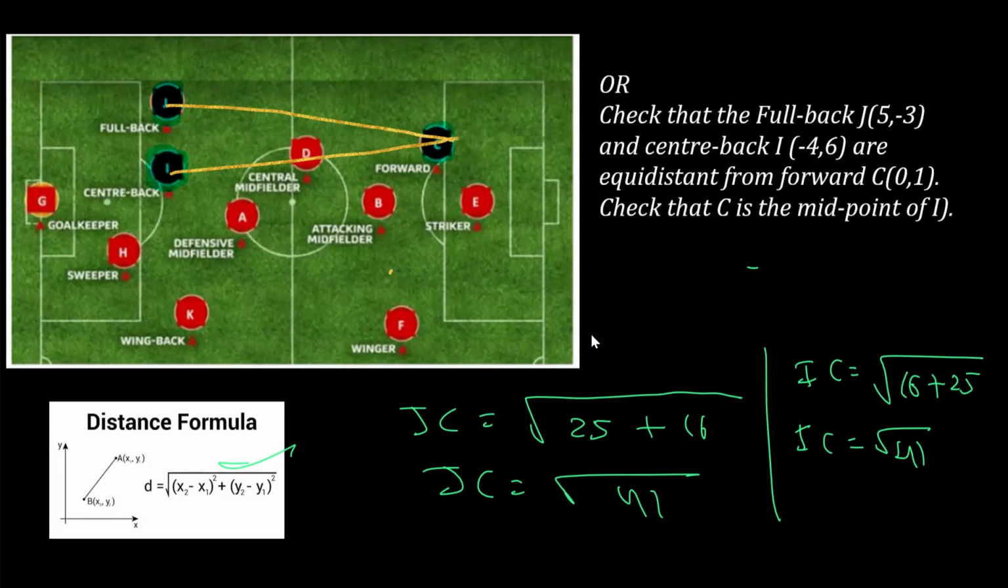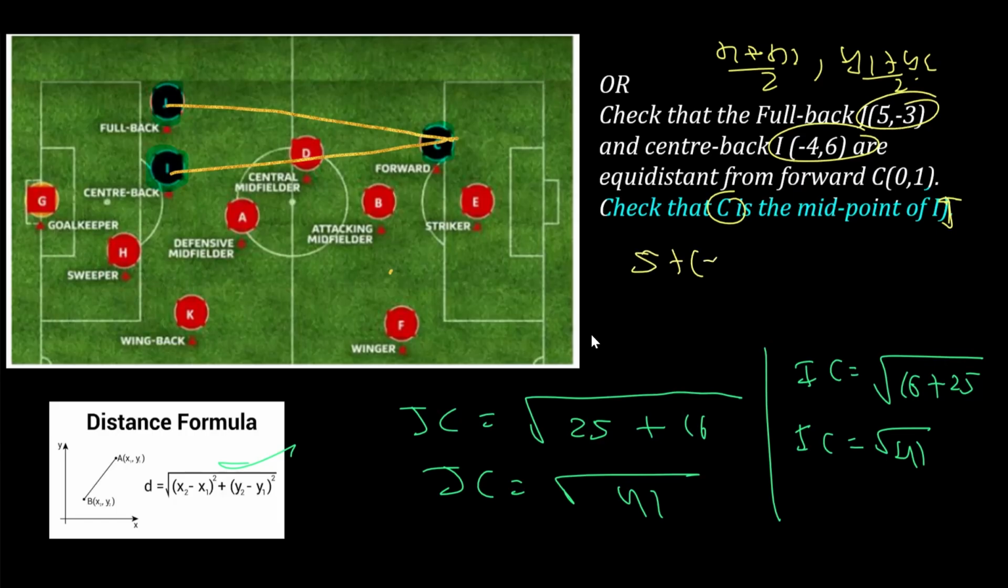Now there is one more extended part of this question: check whether C is the midpoint of IJ. So we are going to apply the midpoint formula, that is (x1 plus x2) over 2 and (y1 plus y2) over 2. So C being the midpoint of IJ, let's find out the midpoint of I and J. It's going to be 5 plus minus 4 over 2 and for the second coordinate, 6 plus minus 3 over 2.